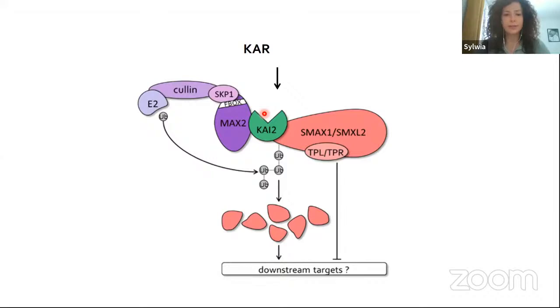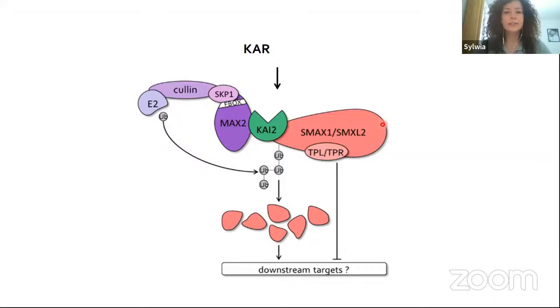and it's a close homologue of D14, the receptor of strigolactone signaling. The E3 ligase, MAX2, is also a central player in karrikin signaling. And the repressor proteins, SMAX1 and SMAX2, belong to the same family as SMXL6, 7, and 8, the repressor proteins from strigolactone signaling.